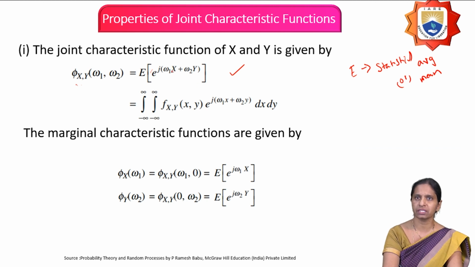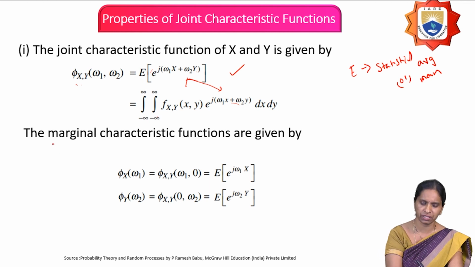Now, in case x and y are continuous random variables, how can you write this expression? Integration minus infinity to infinity, integration minus infinity to infinity, whatever the function is, you write it into the joint density function of the two random variables x and y, f xy of x comma y, dx dy.